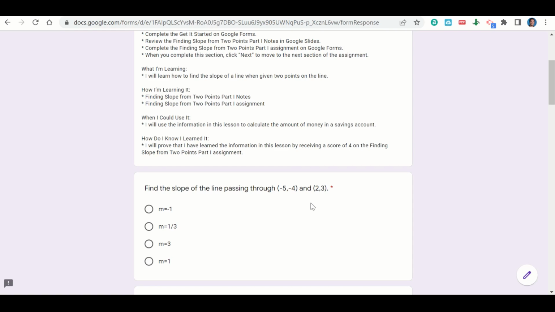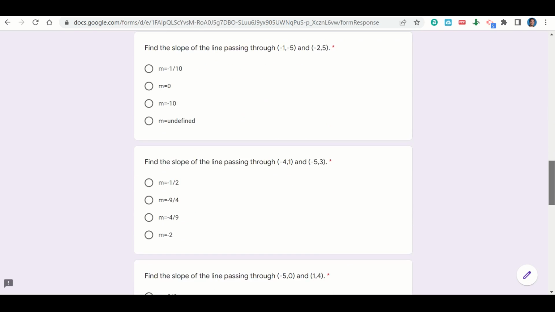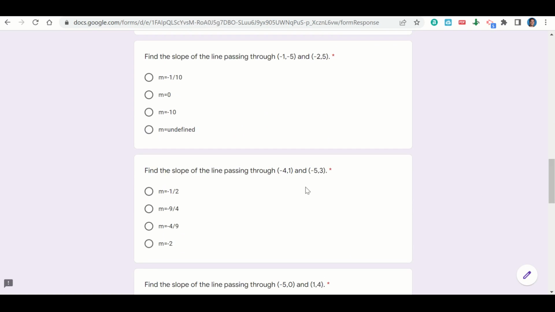So we get -7 over -7, which is the same thing as -7 divided by -7. Well, the negatives cancel out, so we have 7 divided by 7, which is just 1. So the slope would be 1. So we'll mark that as our answer. Let's try another one. Let's try this one here.